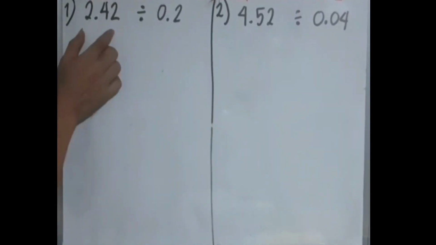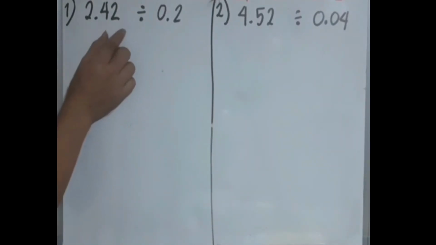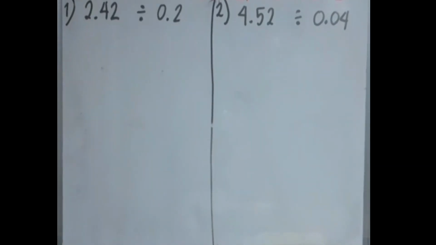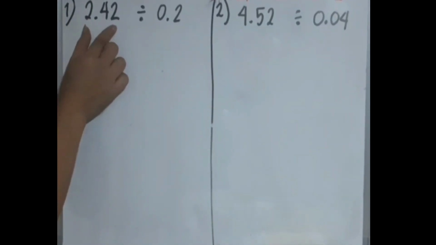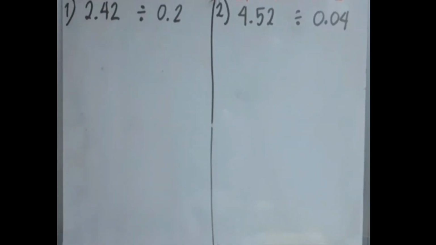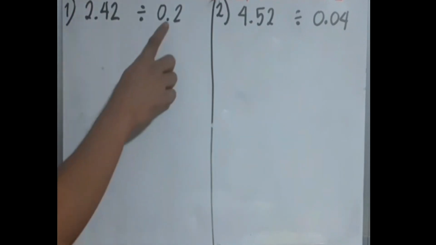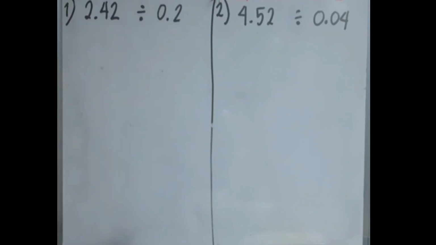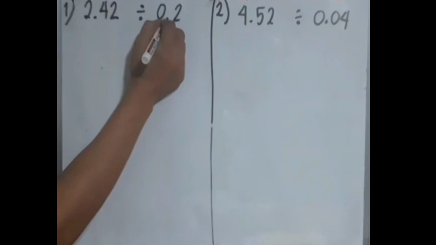We have 2.42 divided by 2 tenths. If you notice, our dividend and our divisor, both of them are decimal numbers. So, paano natin siya i-divide? Paano ba mag-divide ng decimal numbers by decimal numbers? So, first, kailangan muna natin gawin whole number ang ating divisor. So, paano natin gagawing whole number yan? By simply moving the decimal point once.